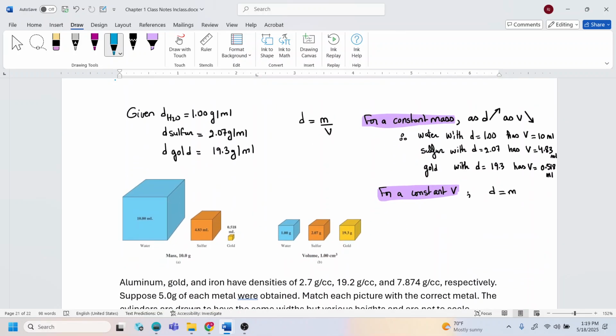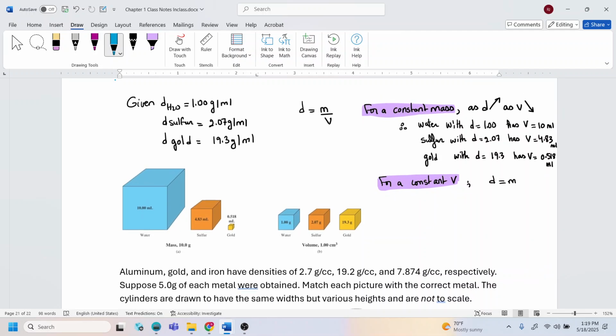Okay, in this problem, you are given the mass of a 10-gram object, and you have different objects: gold, sulfur, and water. All of them weigh 10 grams, so the mass is constant. However, the volume is different. The volume of the gold is less than the sulfur, which is less than the water.